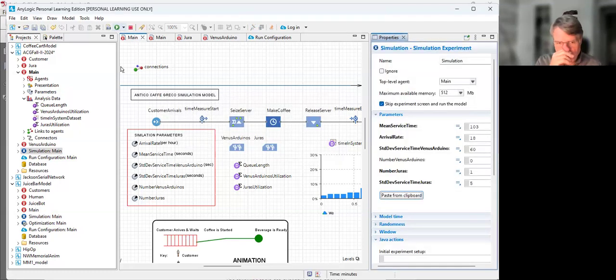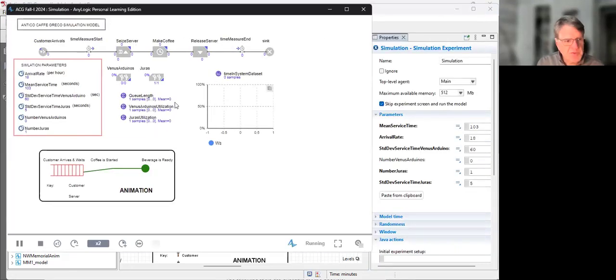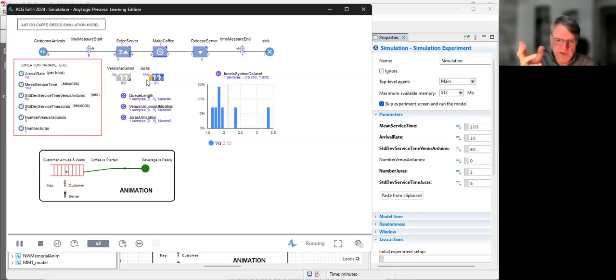And again, you'd probably want to do 3 to 5 runs. So let's just see how this goes. What's going to happen now is there's going to be no utilization on the Venus Arduinos. That's going to stay at 0. So there it is. But the Jura is working, right? There's one Jura. All that's happened is we took the Venus Arduino away from the barista, gave him a Jura. Same average processing time, but smaller standard deviation.